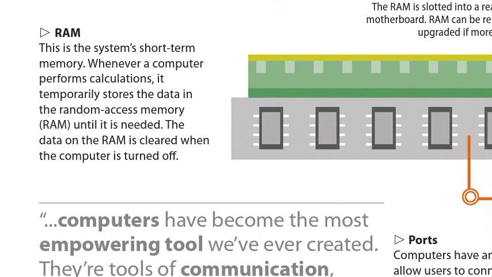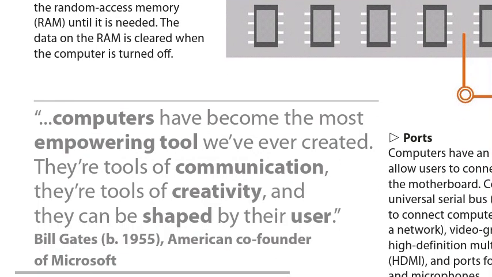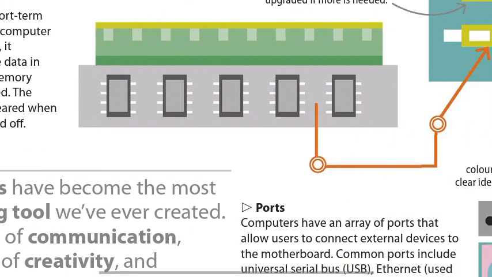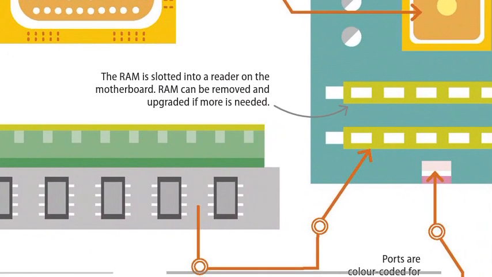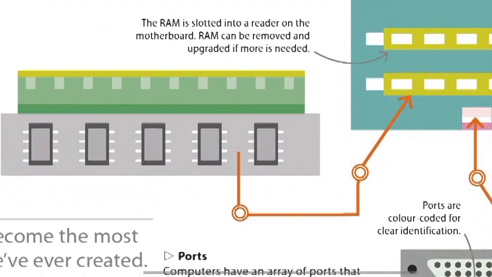RAM, Random Access Memory. This is the system's short-term memory. Whenever a computer performs calculations, it temporarily stores the data in the random access memory until it is needed. The data on the RAM is cleared when the computer is turned off. The RAM is slotted into a reader on the motherboard. RAM can be removed and upgraded if more is needed.